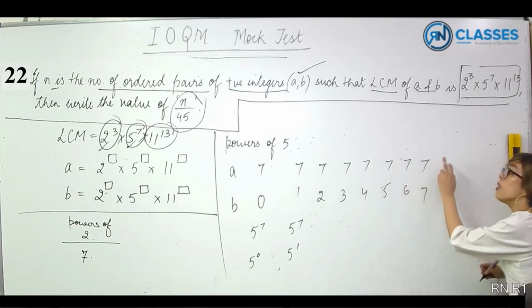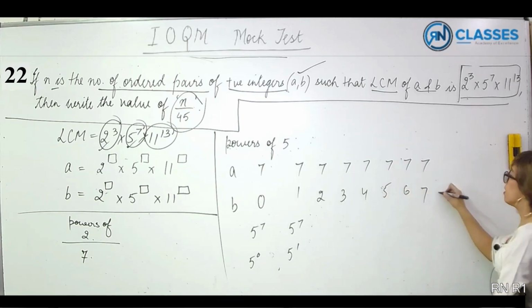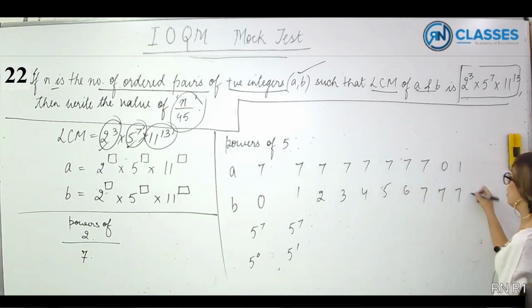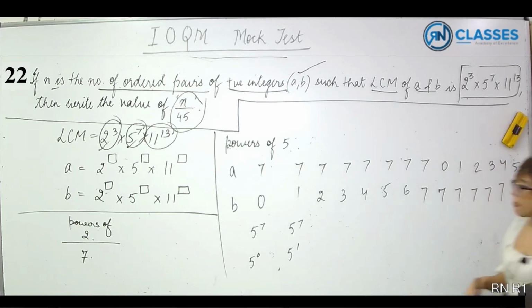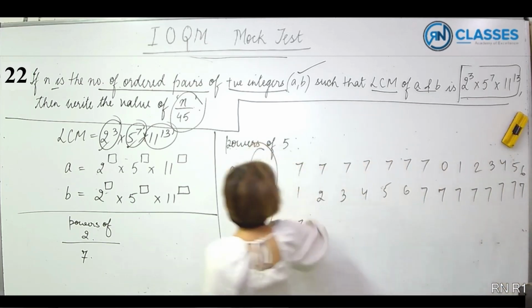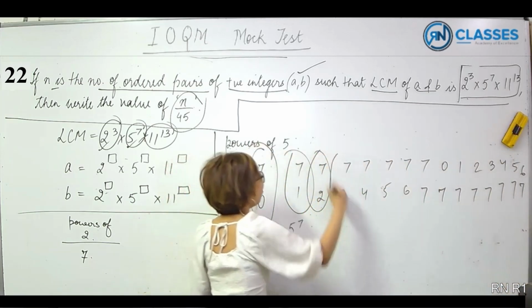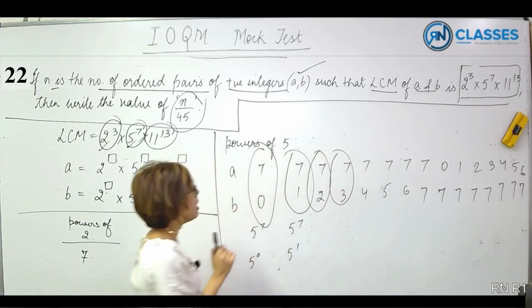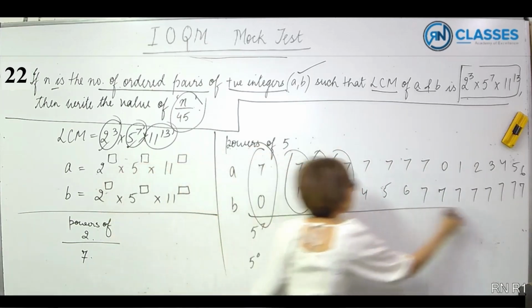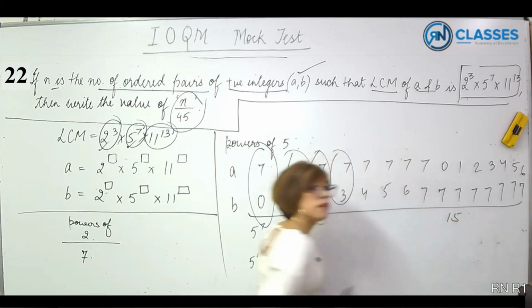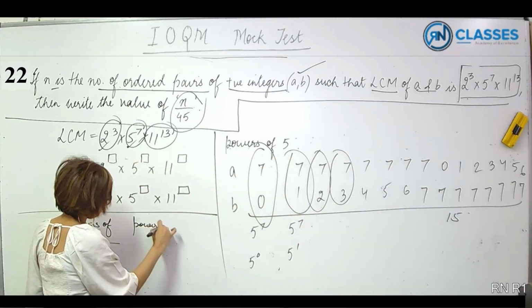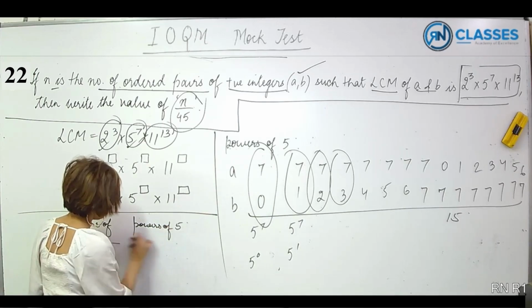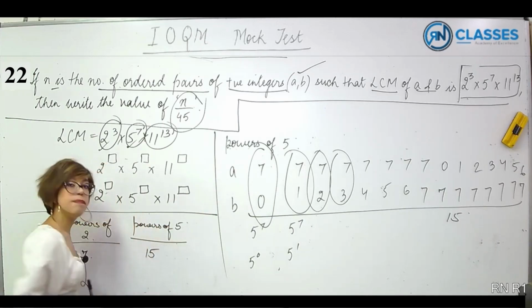Now obviously I cannot go 7, 8. I need to reverse it now. 7, 0, 7, 1, 7, 2, 7, 3, 7, 4, 7, 5 and 7, 6. Right? Either this case will happen or this or this or this. And how many cases are these? These are 15 in number. Right? So that means powers of 5 can be arranged in 15 ways.